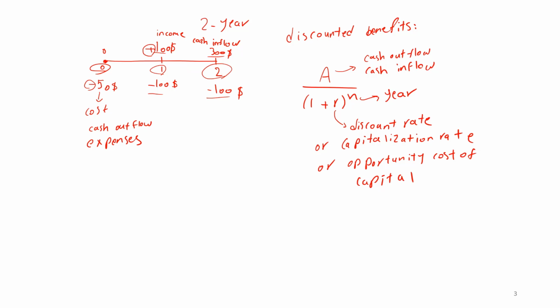So this discount rate depends on the economy. It also depends on inflation of an economy, for example, of a country. If the inflation is high, this R should be higher. If it's less, this R should be less. Usually we consider this R a number between 8% to 10%.